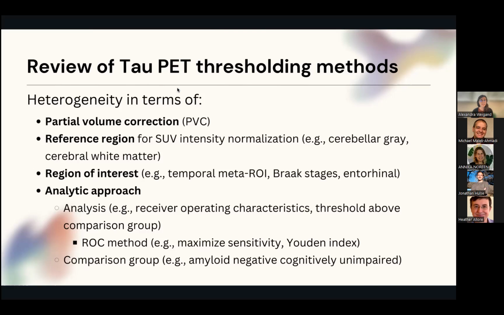The reference region used for intensity normalization of the SUV, which is our main tau PET value that we get to measure signal intensity.